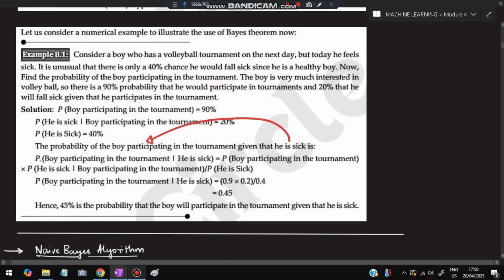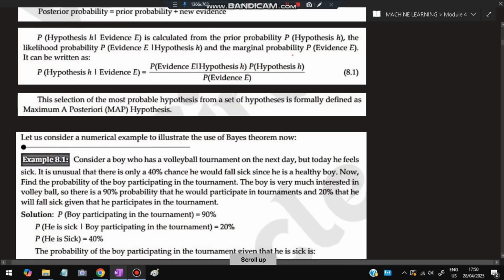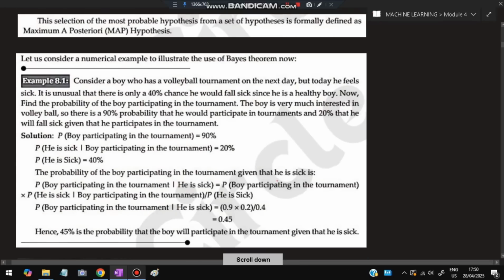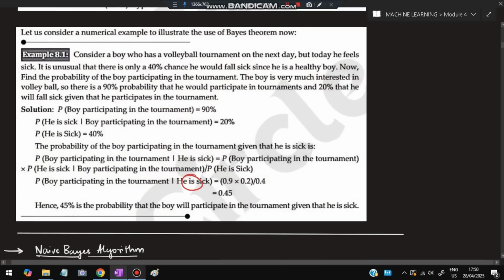So we write the probability of the boy participating in the tournament given that he is sick. To calculate it, we multiply the probability of the boy participating in the tournament by the probability of him being sick given that he is participating, divided by the probability he is sick. This is the same as the formula. We take the hypothesis as the boy participating in the tournament, and the evidence is that he is sick, because we are sure that he is sick. When we apply the values 0.9, 0.2 and 0.4 in the formula, we get 0.45. So it is 45% that he will participate in the tournament given that he is sick. This is how the Bayes theorem works.